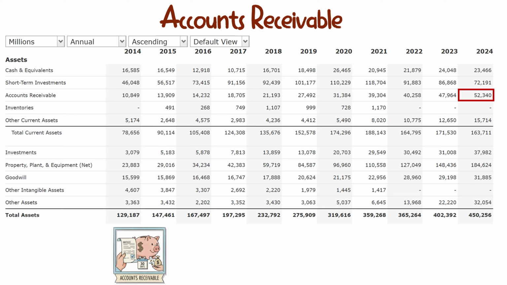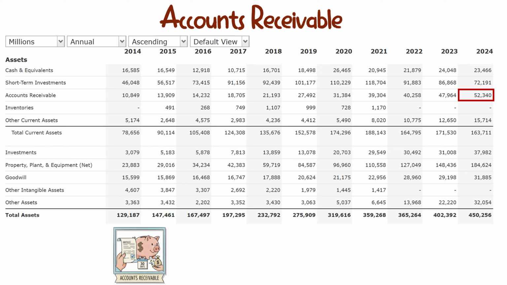This is money customers owe the company for products or services already delivered but not yet paid for. For example, when Alphabet sells large ads to a client, the client might have 30 or 60 days to pay. Until that cash comes in, the sale is listed here. Alphabet's balance sheet shows $52.3 billion in accounts receivable, money earned but not yet collected.